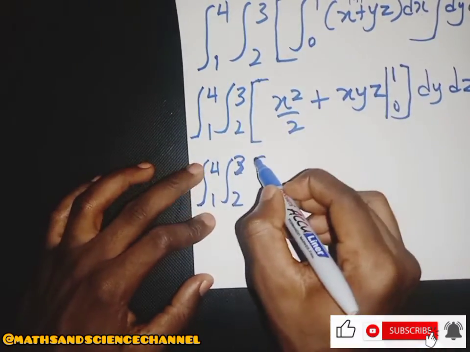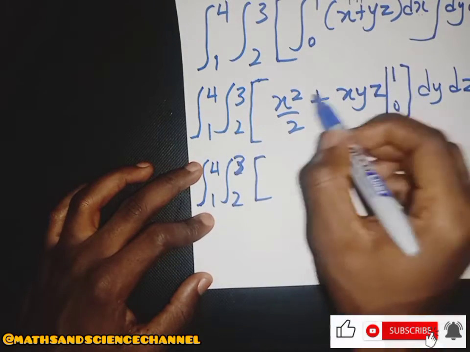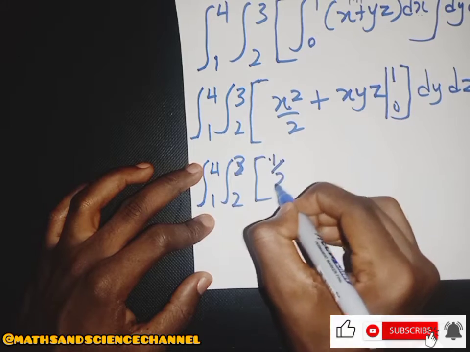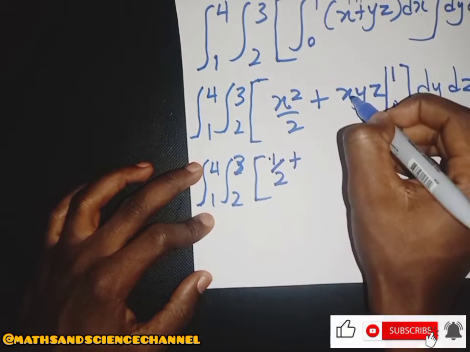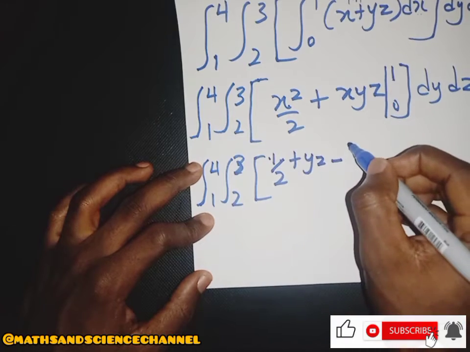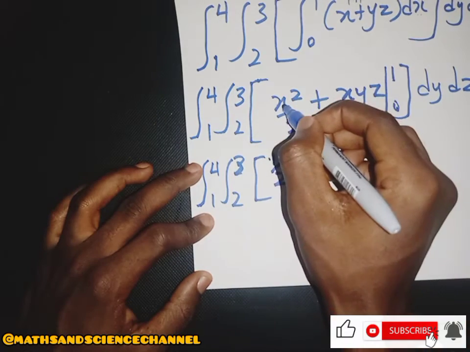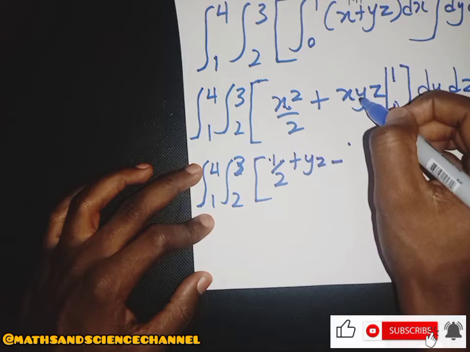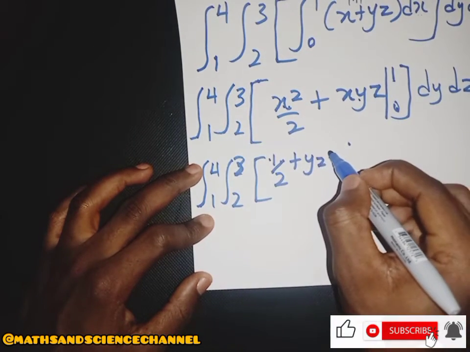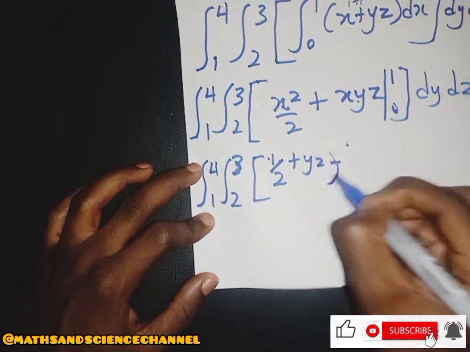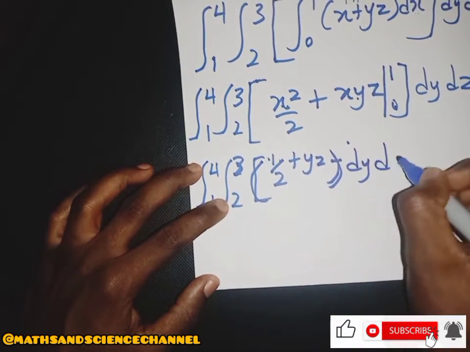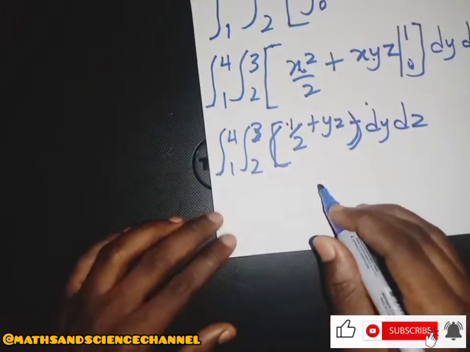So with this, when we put in 1 we just get 1 over 2 plus yz, minus, when we substitute 0, everything goes away, so we are just left with only this. Then we have the y and also the z. So we've gotten rid of the integral with respect to x.